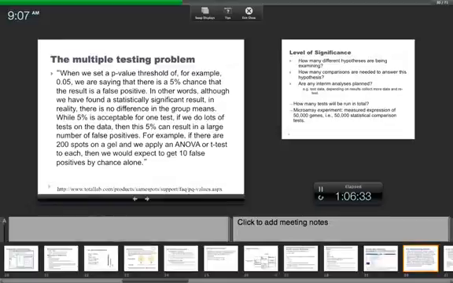For example, if there are 200 spots on the gel, and you apply the ANOVA t-test to each, then you would be expecting that you get 10 false positives by chance alone. You have a 5% chance of false positive, that's your alpha. So 5% times 200 different tests, then you get 10. So if you do the comparisons often enough, you're going to get false positives.